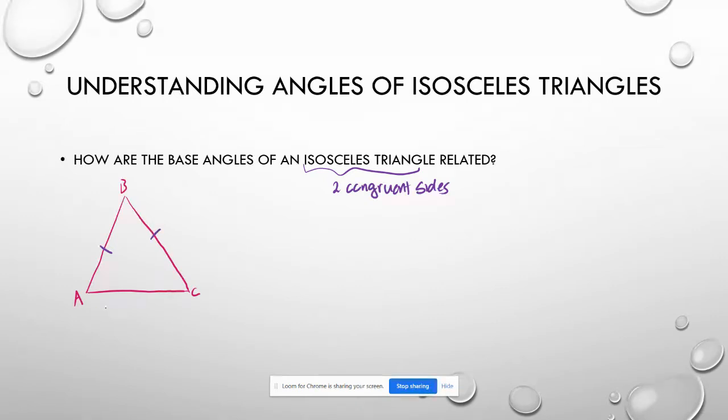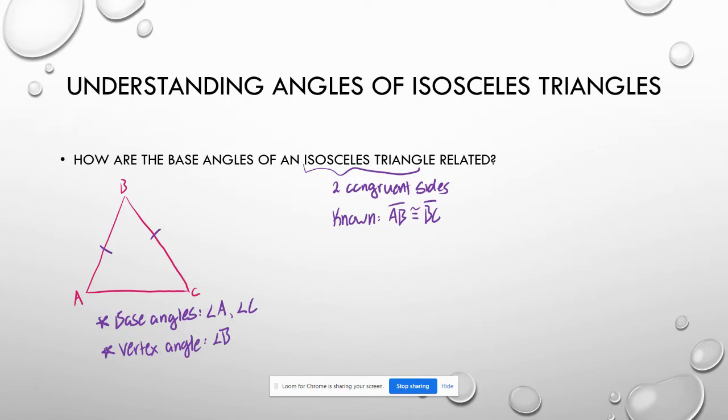So a little bit of vocab here. We talk about base angles. So base angles in this case are going to be angle A and angle C. And then we have our vertex angle, which is angle B. So we know that AB and BC are congruent. So that's kind of our known.